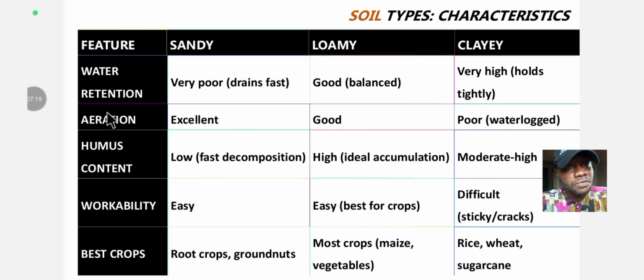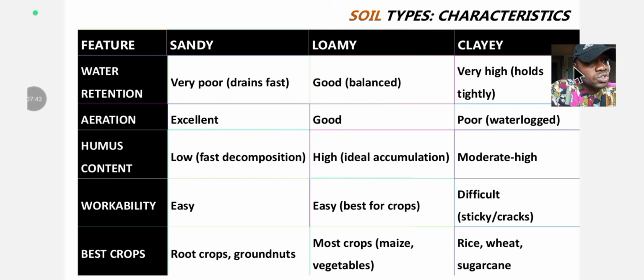Let's look at the aeration feature. Sandy soil has an excellent aeration. Loamy soil has a good aeration. While clay soil has a poor aeration because it's waterlogged. There is too much water inside, so it cannot easily be aerated. It's waterlogged, it's swampy. When you hear waterlogged, you know swampy.